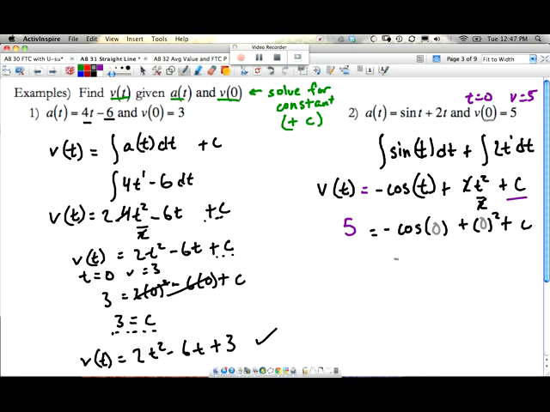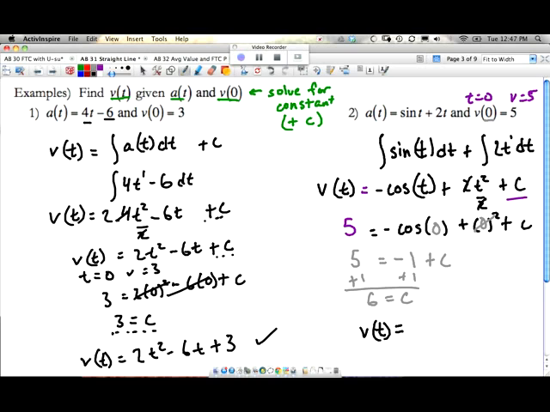Cosine of 0 is really 1, so that's negative 1. 0 squared is 0, so that goes away. And then we got plus c. So negative 1 plus c equals 5. Well, that's easy enough. Simple algebra now. 6 equals c. So the final answer, what do we got?